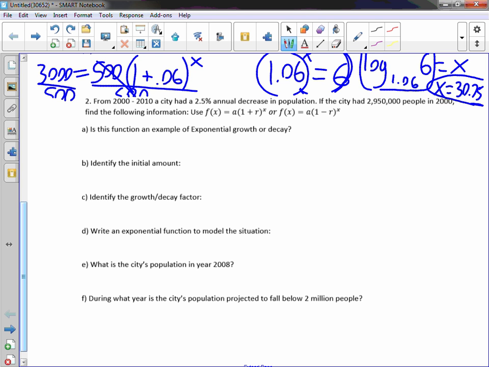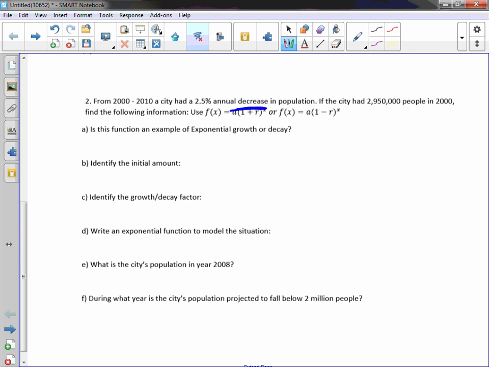So it's saying the population is decreasing. If I am decreasing, that means I am decaying and need to use this formula. Is this growth or decay? It is decay. Write the initial amount. It has an initial amount of 2,950,000 people.